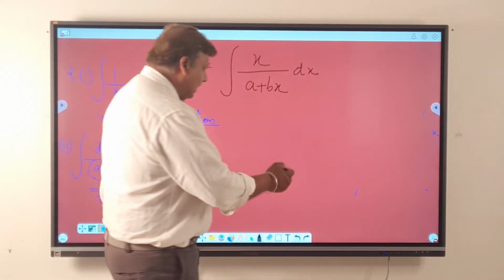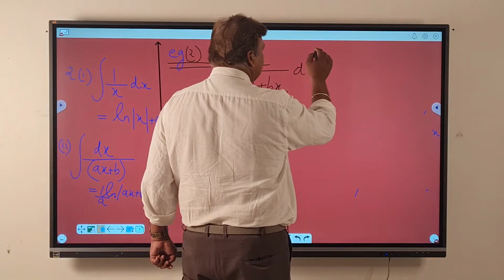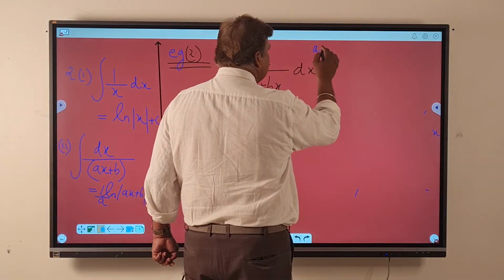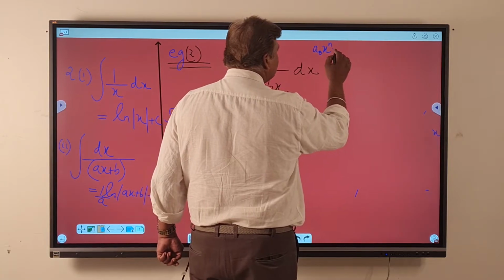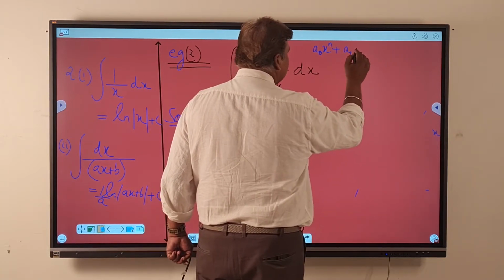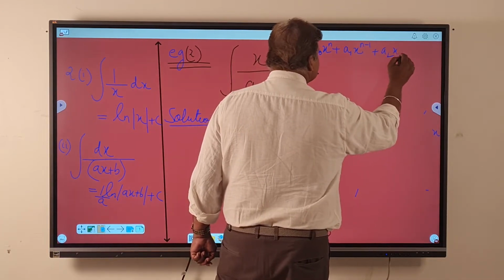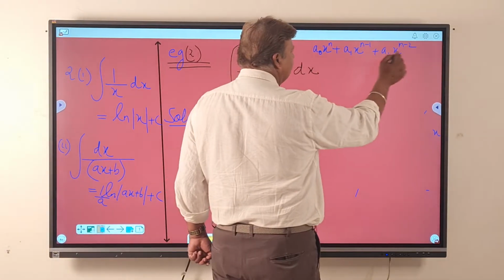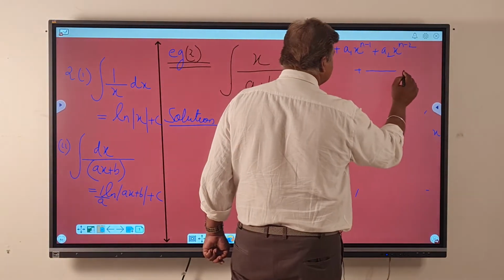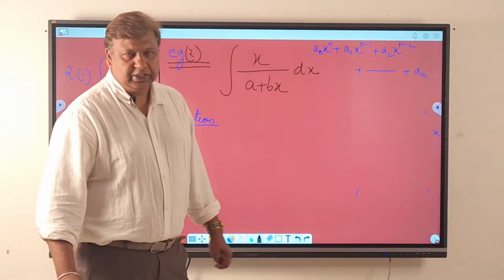Now, okay, I'll write rather than speak. A polynomial is an expression like this: a naught x raised to power n, plus a1 x raised to power n minus 1, plus a2 x raised to power n minus 2. Of course, the variable is x, and a naught, a1, a2, etc. are constants. And the last one is a naught, and the power is x raised to power 0.